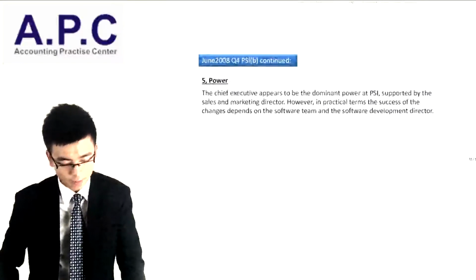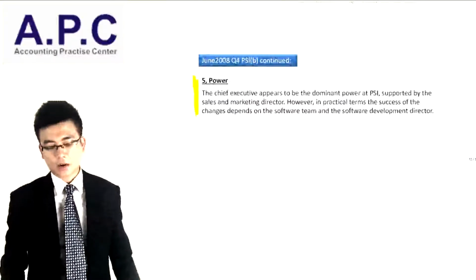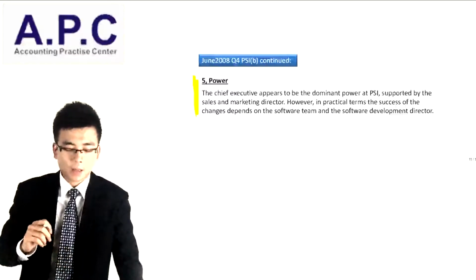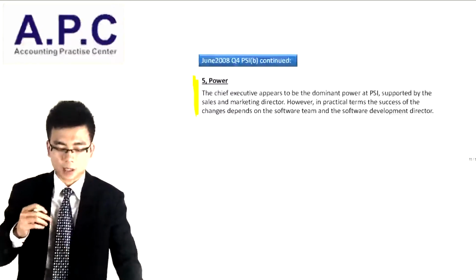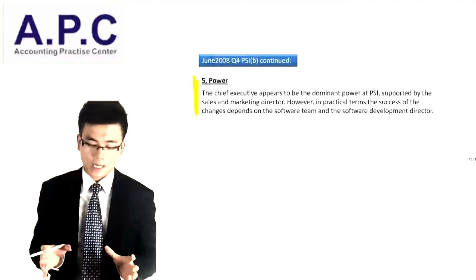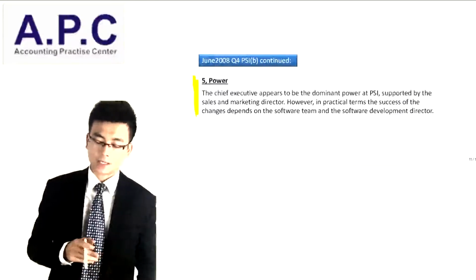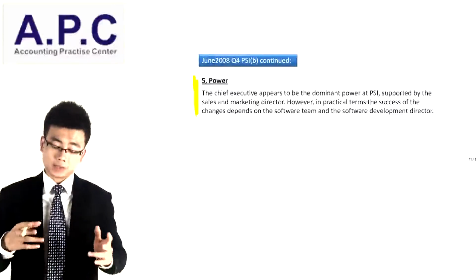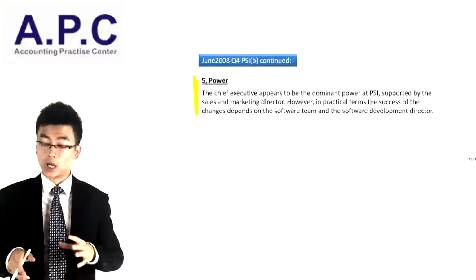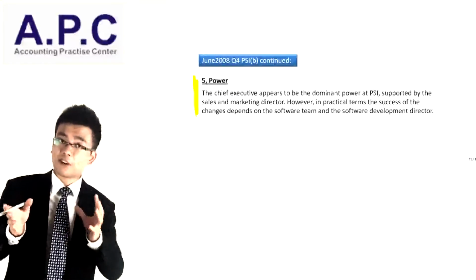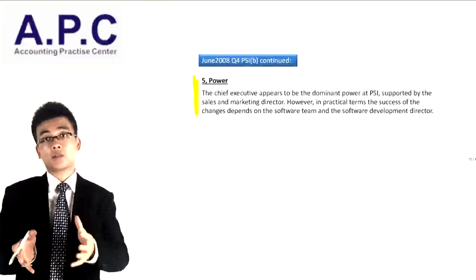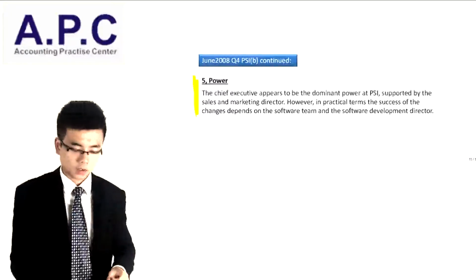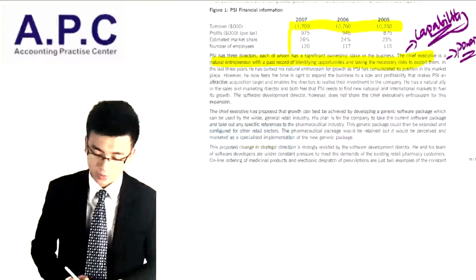So let's have a look at power, number 5. The CEO appears to be dominant power at PSI, supported by the sales and marketing director. But in practical terms, the success of the changes depends upon the software team and the software development director. So we're going to look at what's what in a later scenario, why this success will be dependent upon those directors rather than just the CEO. Because for the professional industries, especially in this case, the success of the products will be dependent upon the operational staff. Okay, so we're going to look at the rest of the scenario.